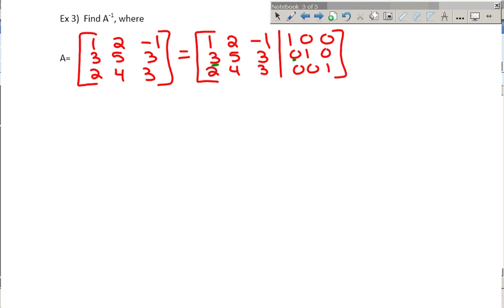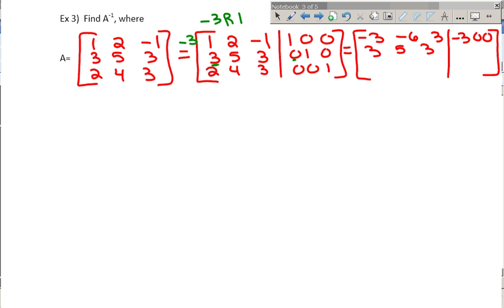One of the ways that we can go about doing this is by taking a look at row 1. If I multiply row 1 by -3, I would be able to add row 1 and row 3 together in order to get that 0 in its place. This is that elimination that we've been working on the past couple lessons. So when I multiply this through by -3, I get -3, -6, 3, -3, 0, 0. Row 2 is 3, 5, 3, 0, 1, 0. And then row 3 is 2, 4, 3, 0, 0, 1.